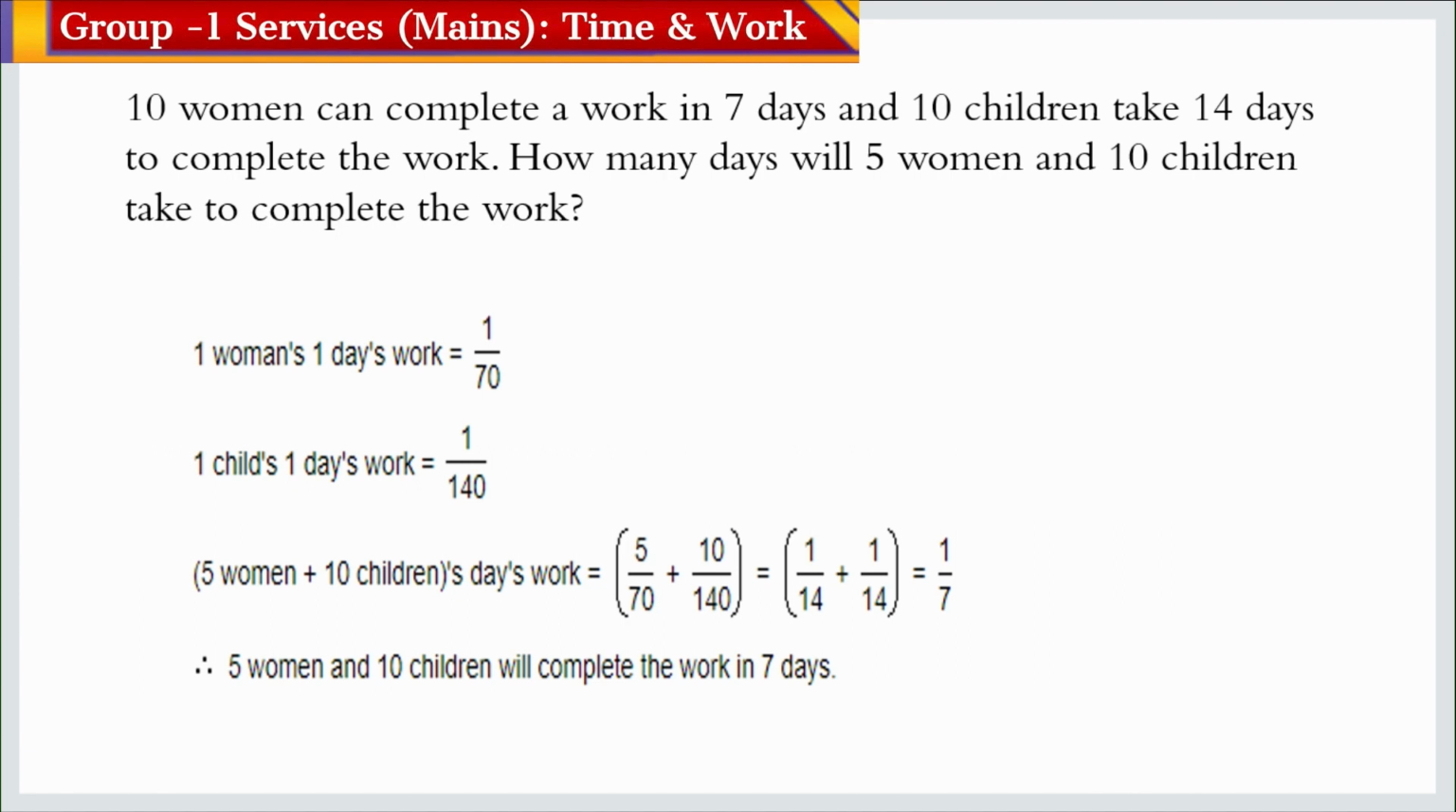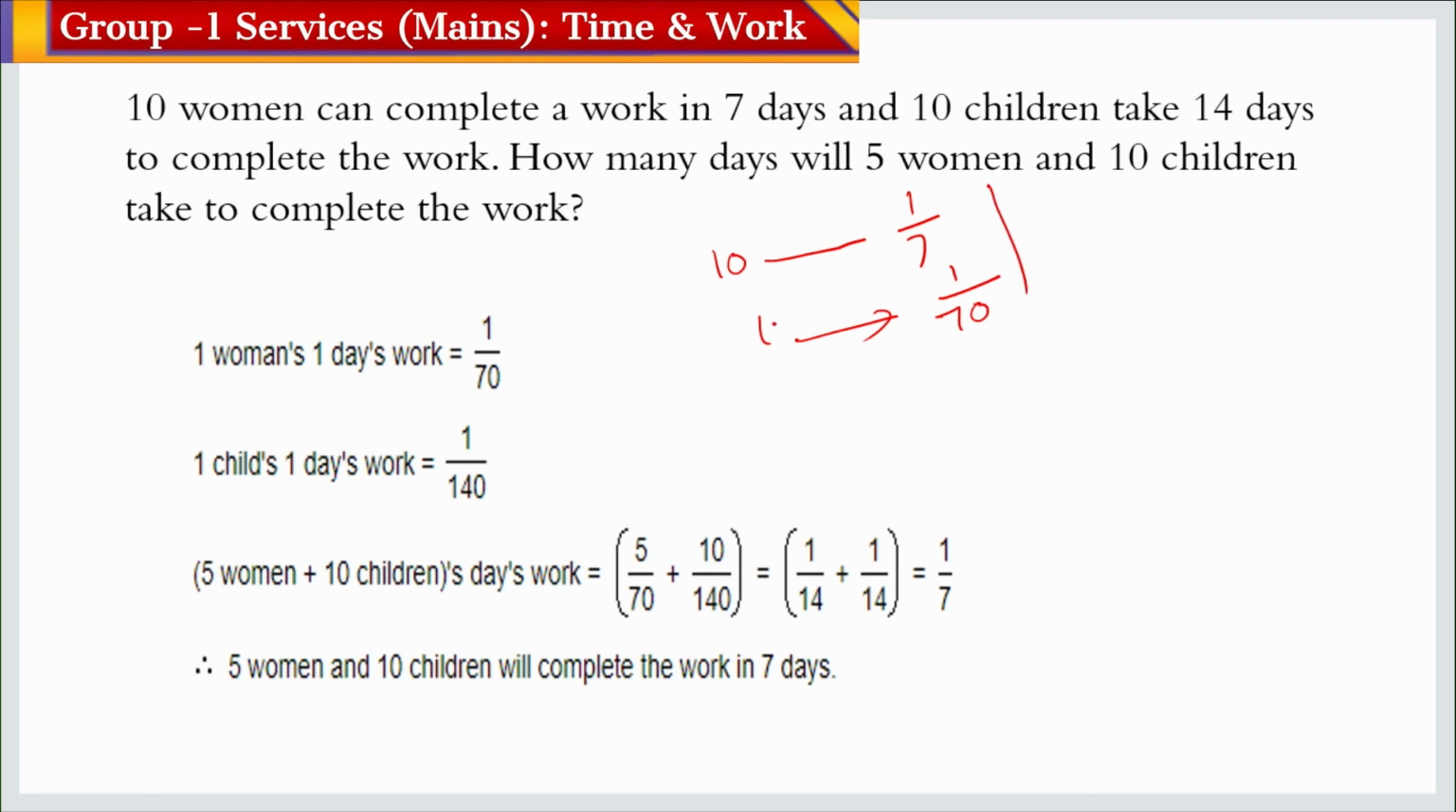10 women can complete a work in 7 days. 12 children can complete that work in 14 days. How many days will 5 women and 10 children take to complete the work? 10 women can complete the work in 7 days. So, 10 women's work in 1 day is 1 by 7. Correct? For 1 woman, work in 1 day is 1 by 70.